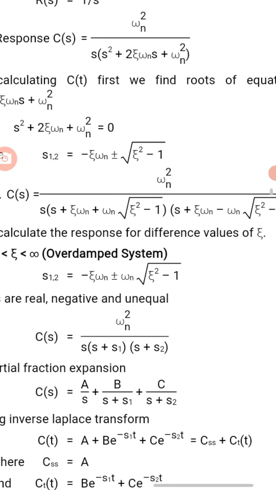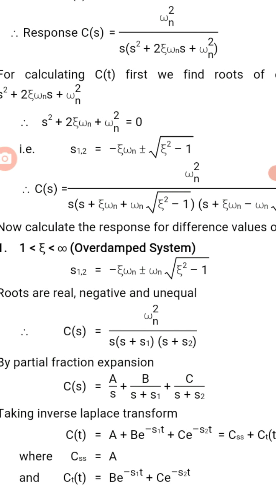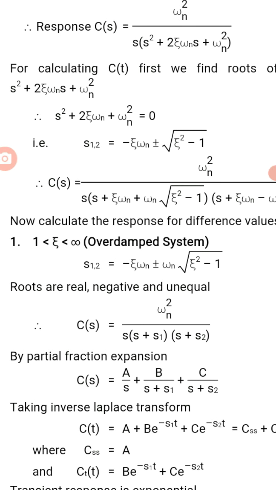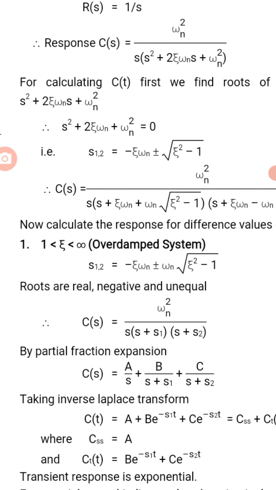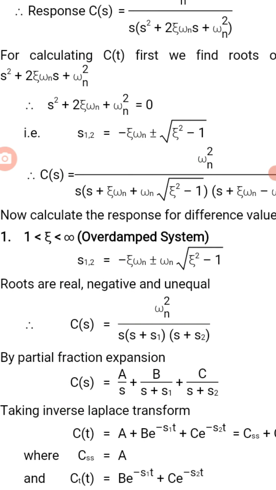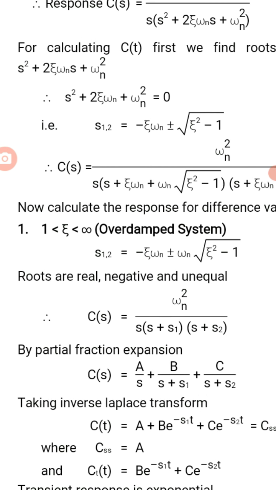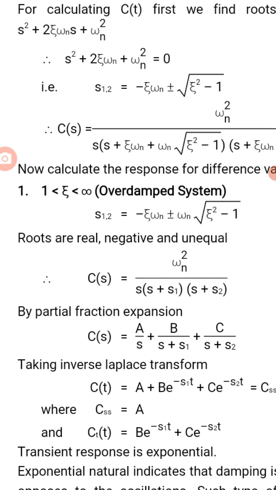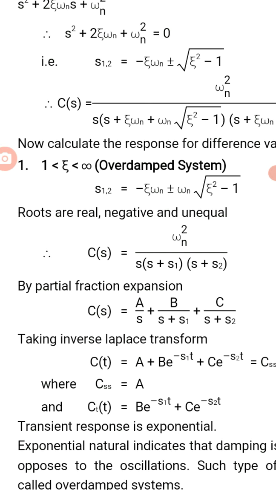Calculate the response for different values of zeta. First, 1 is less than zeta less than infinity. It is also called an overdamped system. s1,2 is equal to minus zeta omega n plus or minus omega n square root zeta square minus 1. Roots are real, negative and unequal. So C(s) is equal to omega n square upon s into bracket s plus s1 into s plus s2.